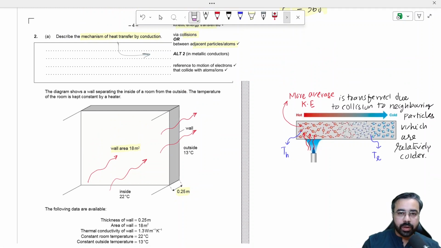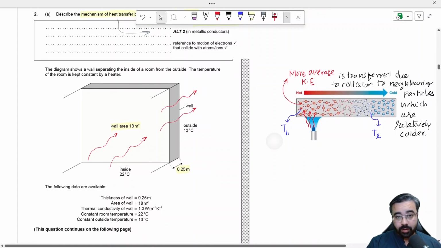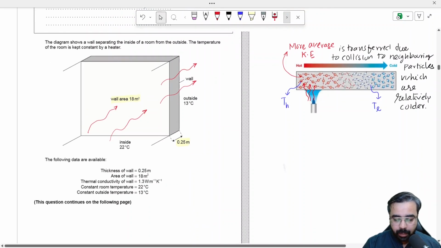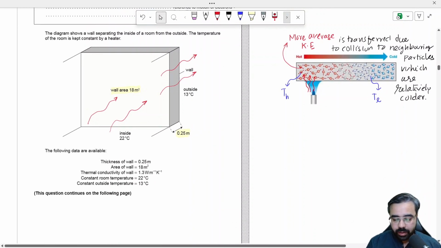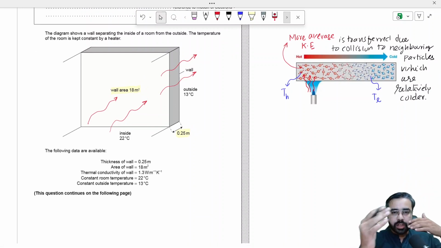It's not going through a vacuum, and it is not carried by the air. It is carried by the particles of this wall. They are transferring the heat, but the thickness of the wall matters a lot, because if the wall is thicker, larger in magnitude, it means that less heat will be transferred per unit time.